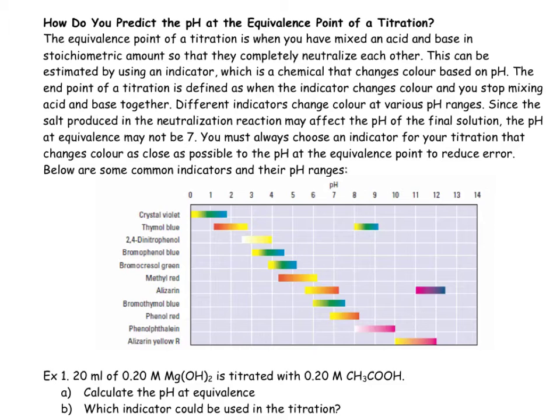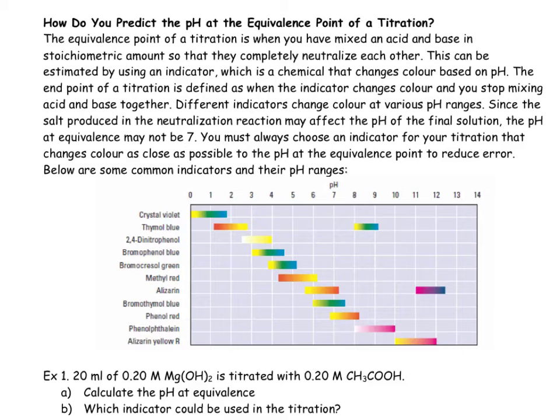The end point of a titration is defined as when the indicator changes color and you stop mixing the acid and base together. You always, in a titration, want the equivalence point and the end point to be as close to each other as possible so that you avoid error. Different indicators change color at various pHs.